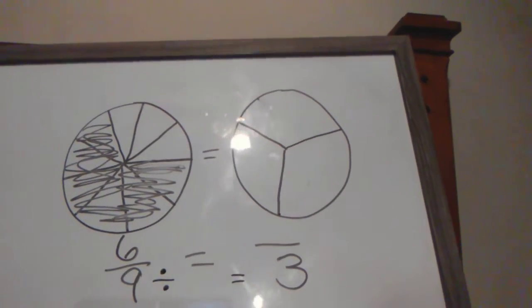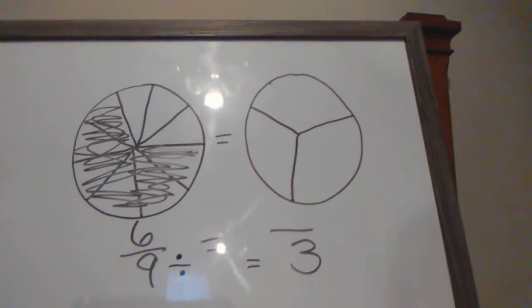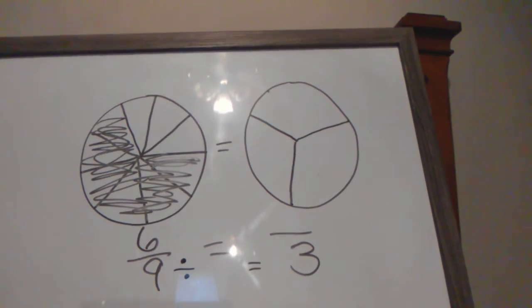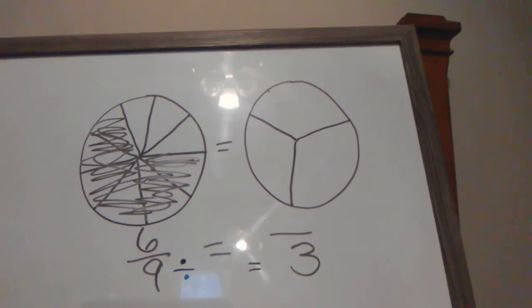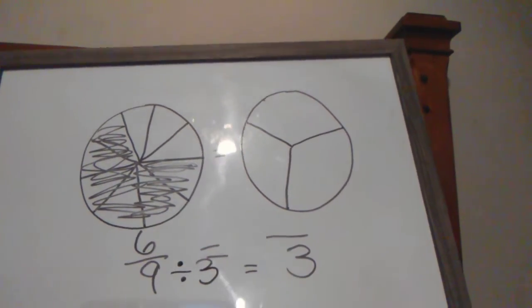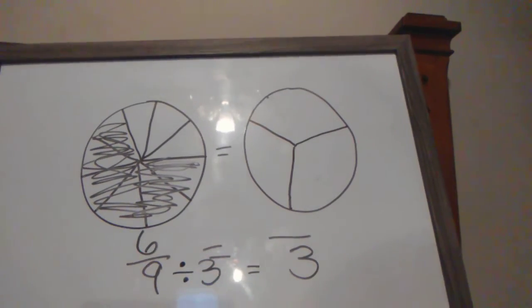Do you know, Caden? 9 divided by what equals 3? So what times 3 equals 9? 3. That's how we use the fact family, 3 times 3 equals 9, to do division.